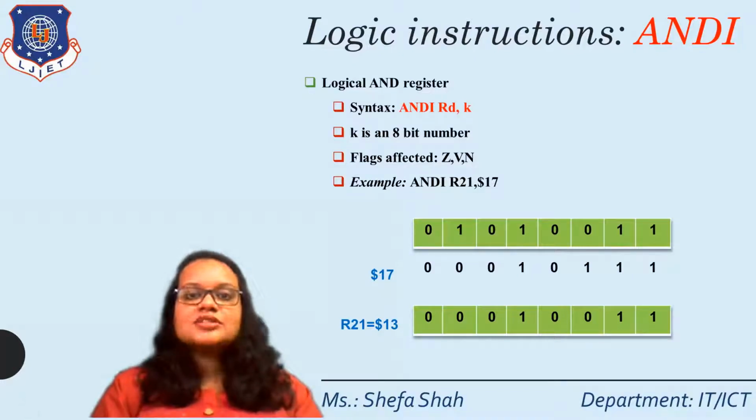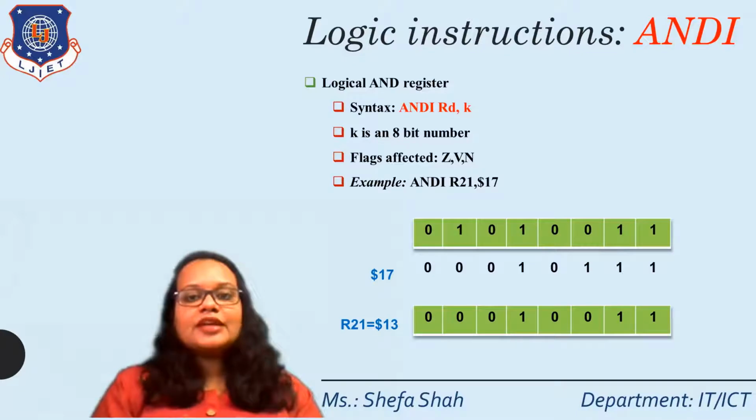Right? So the syntax is ANDI Rd, K, where small k stands for an 8-bit number, which is again in hexadecimal, which is directly provided with the ANDI instruction. Again, the flags affected will be Z, V, and N. Now let's take an example, that is ANDI R21, 17H.